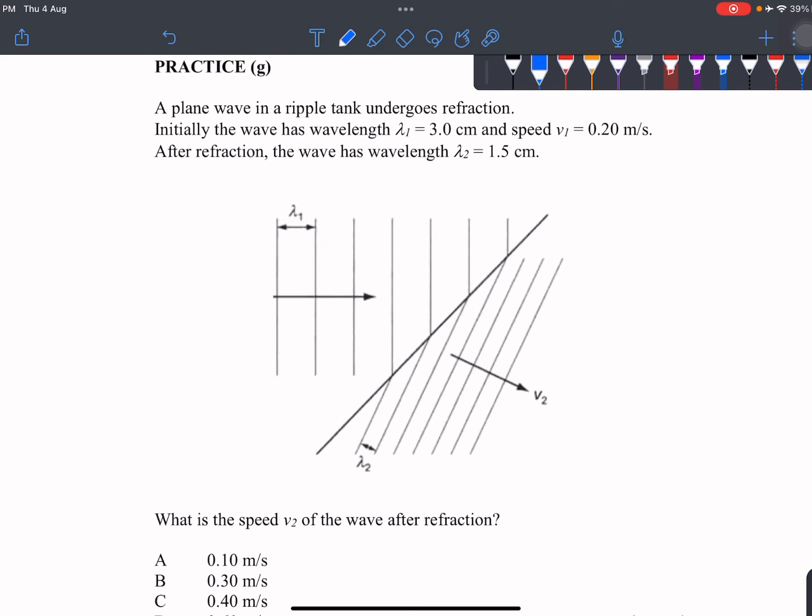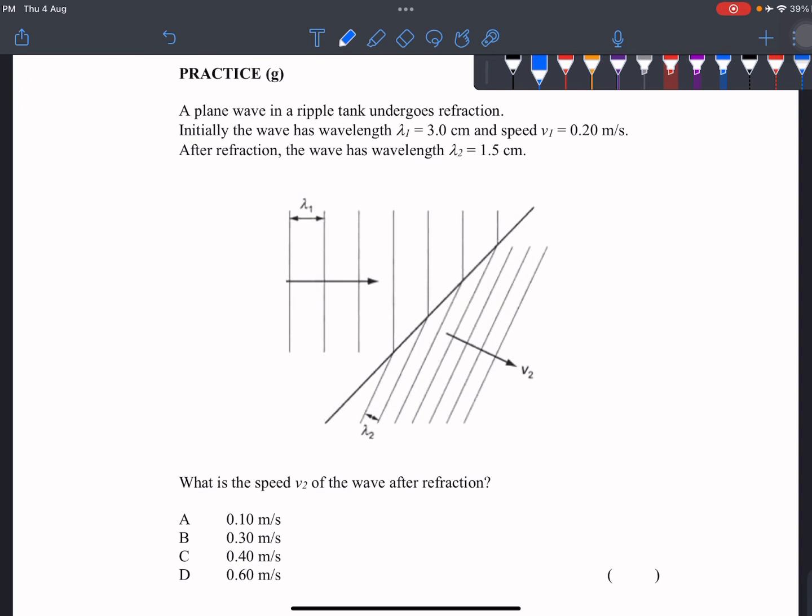A plane wave in a ripple tank undergoes refraction. Initially, the wave has an initial wavelength and initial speed. After refraction, we have a final wavelength, and we are looking for the final speed. This one over here is your refracted wavelength. This one is shallower, this one is deeper. Shallower has shorter wavelength. Because f1 is equal to f2, v1 over lambda 1 is equal to v2 over lambda 2.